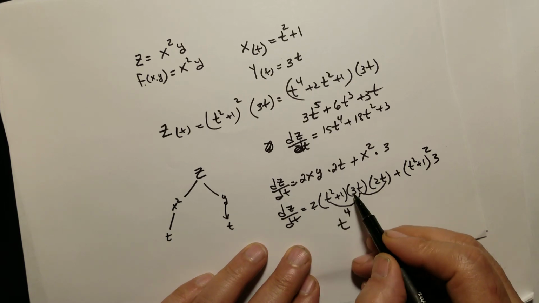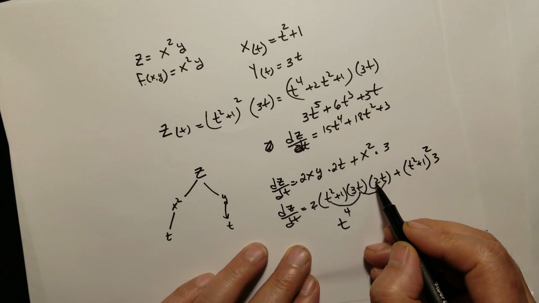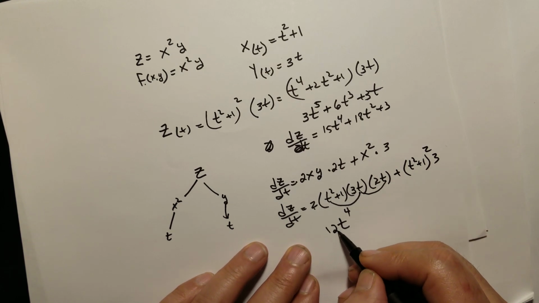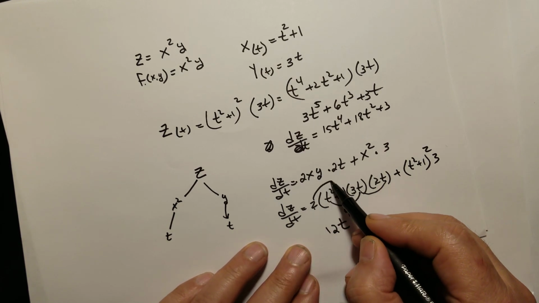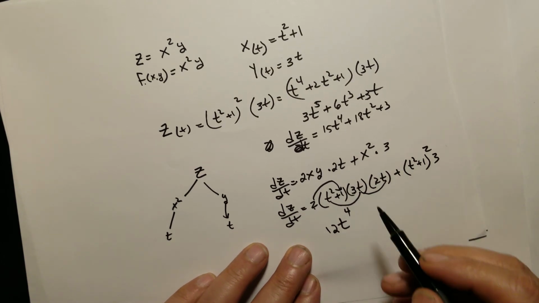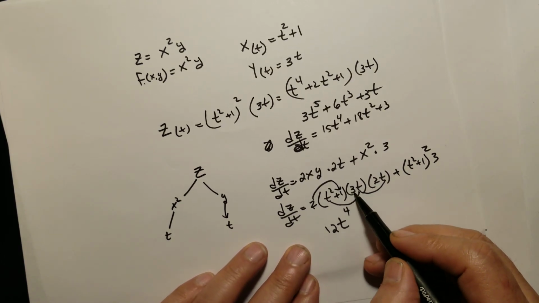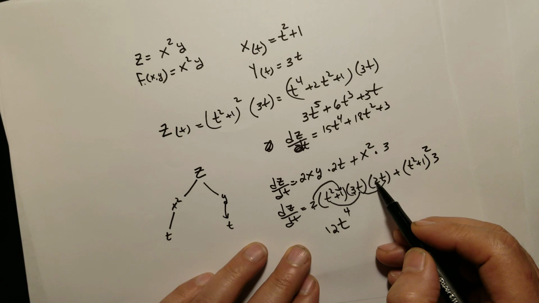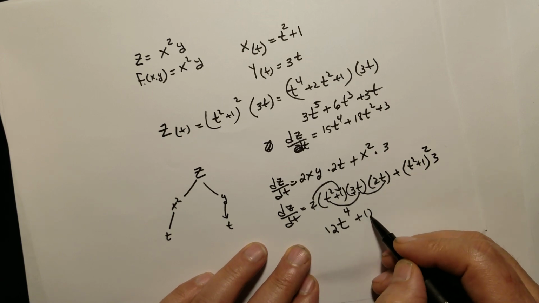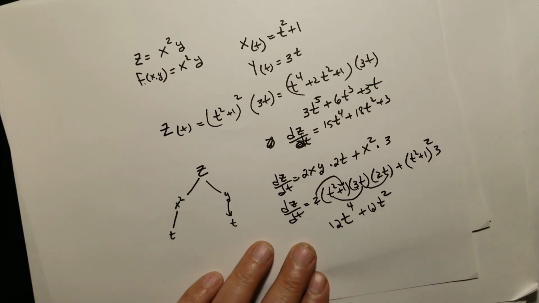That's 2 times 3 is 6. 6 times 3 is 12. But don't forget, I have a 2 here. 2 times 3t is 6t, times 2t is 12t squared.